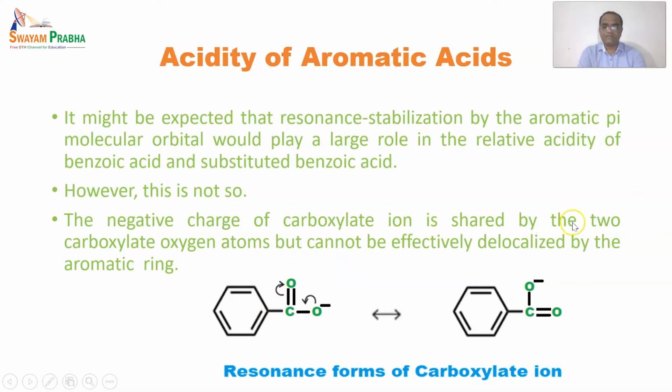The negative charge of a carboxylate ion is shared by two carboxylate oxygens, but cannot be effectively delocalized by the aromatic ring. So from the structure here you can see that, one might be thinking that after donating a proton, whatever electrons remain on the oxygen will be shifted towards the molecular pi orbital of the aromatic ring, but it does not happen. And why does it not happen? Because the oxygen is not directly connected with the aromatic ring.